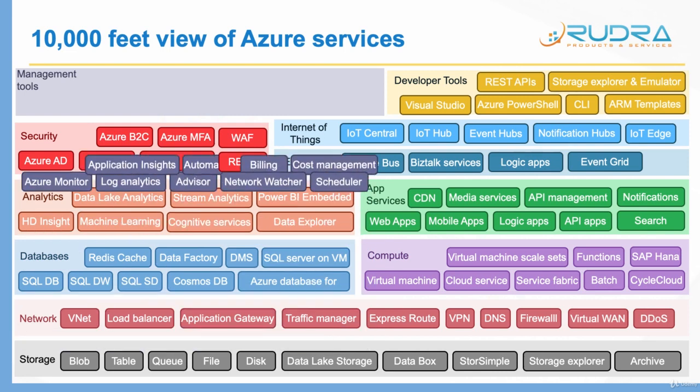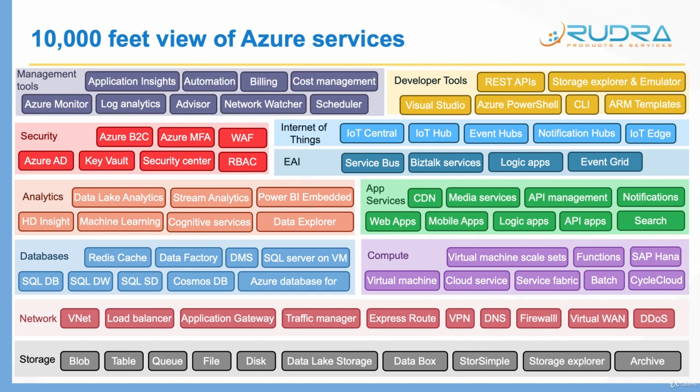And finally, management tools. Within management tools, you have Azure Monitor, which enables you to do basic monitoring. And if you want to do advanced monitoring, go for Log Analytics and Application Insights. And in addition to that, you have Azure Advisor, Network Watcher, Scheduler, and Automation, using which you can automate a lot of tasks. There's something called runbooks. You can develop runbooks and schedule them so that you can automate the scaling of virtual machines or start and stop virtual machines at some point of time, etc.